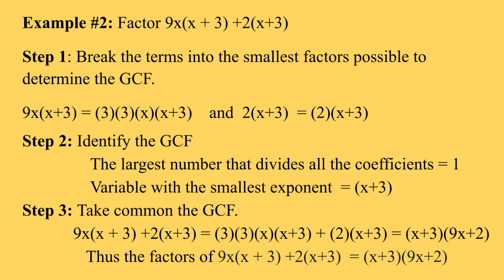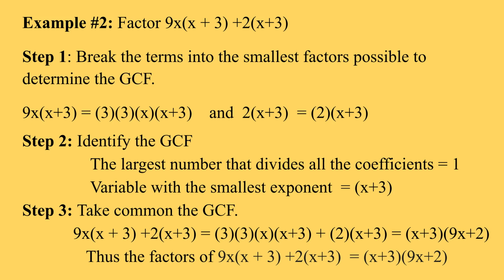Now we take this second example. In this example, the first term is 9x times x plus 3, and the second term is 2 times x plus 3. First, break the terms into smallest factors, as we write 9x times x plus 3 as 3 times 3 times x times x plus 3, and 2 times x plus 3 as 2 times x plus 3. If we look at the numbers, there is not any common number which divides both the terms. So 1 is the largest number that divides all the coefficients. If you look at the variable, x plus 3 divides both the terms.